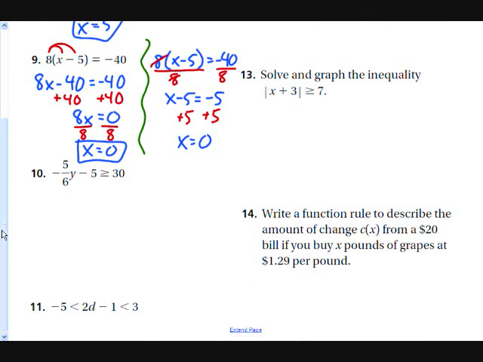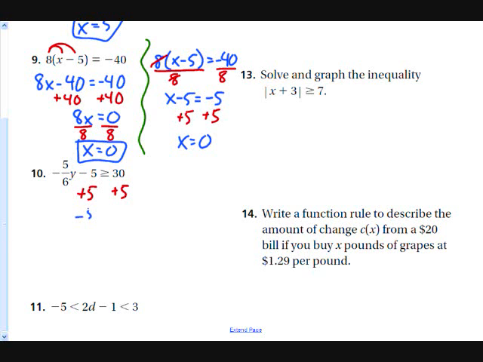For the next one, this is an inequality. And inequalities are solved the same way as equations are. We still work backwards through order of operations. The only thing that we have to be careful about is anytime we multiply or divide by a negative, we have to flip the inequality sign. So for this one, I'm going to start by adding the 5 to each side.